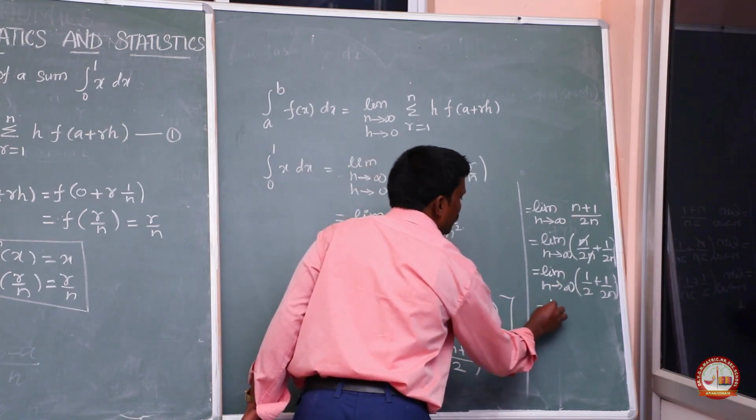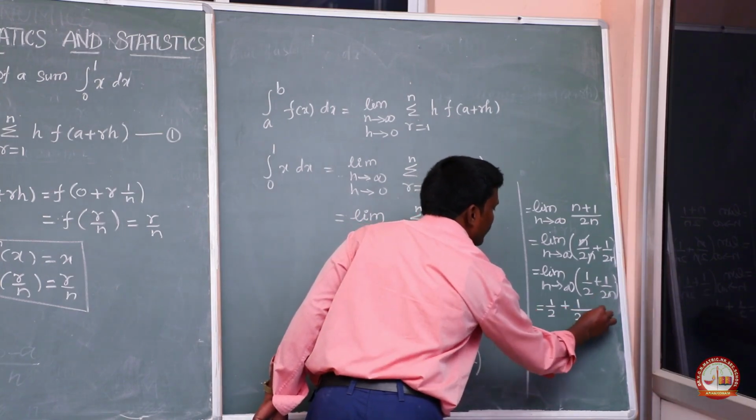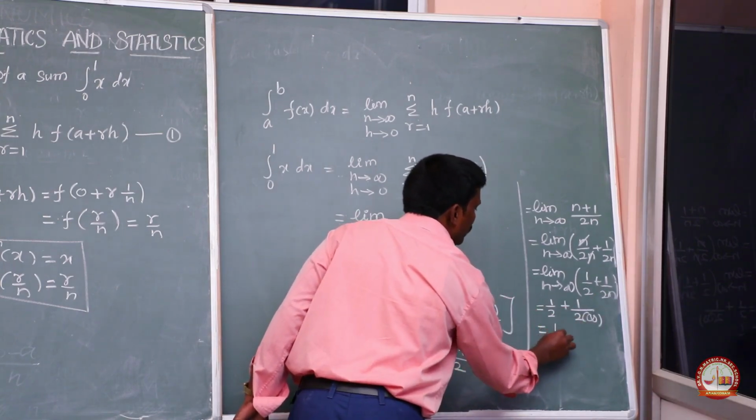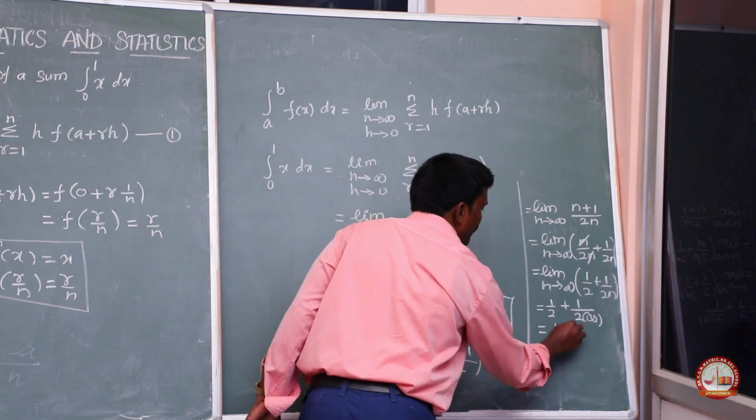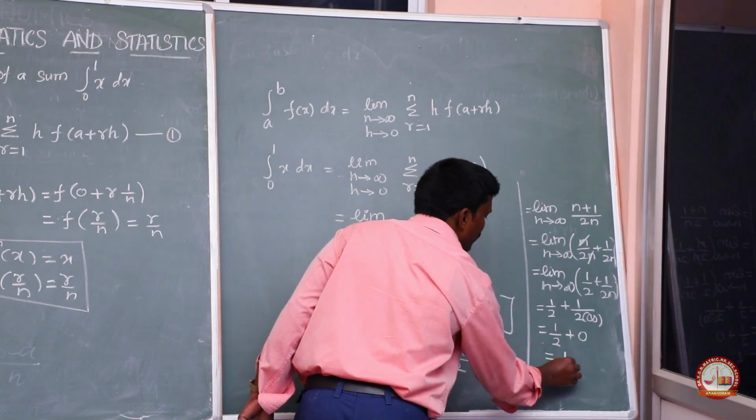Put n equal to infinity: 1 by 2 plus 1 by 2 into infinity, therefore 1 by infinity. Anything by infinity value is 0, therefore the answer is 1 by 2.